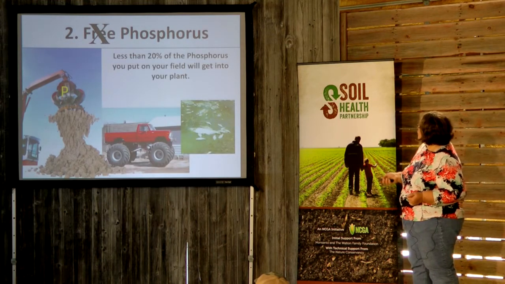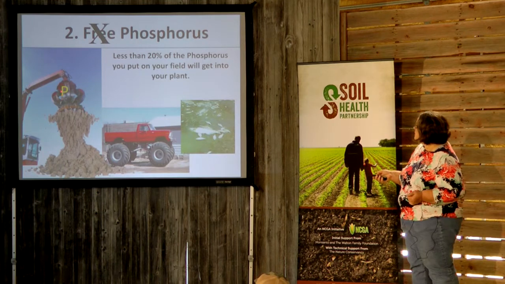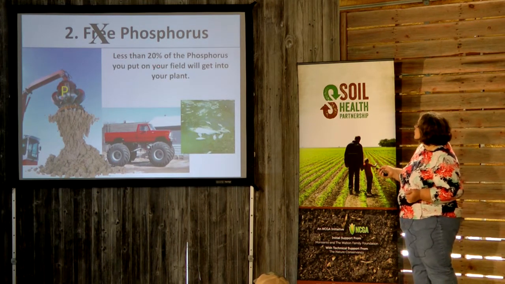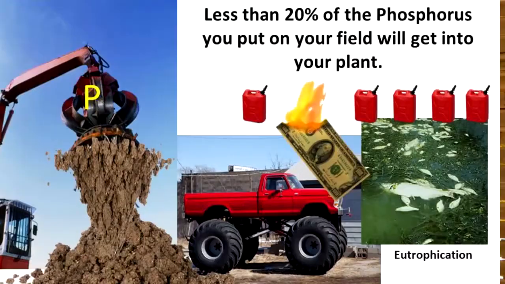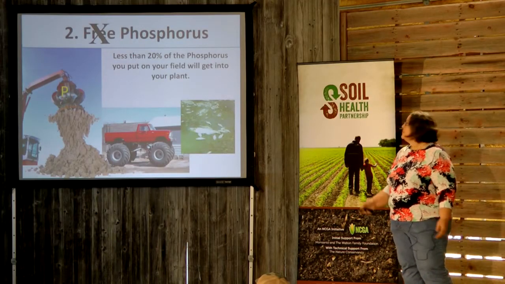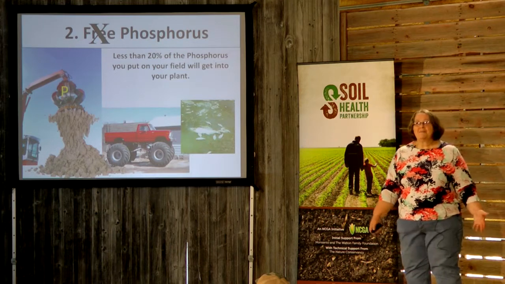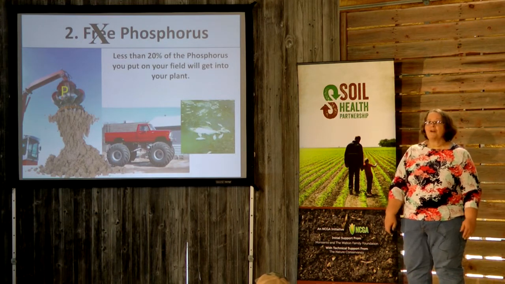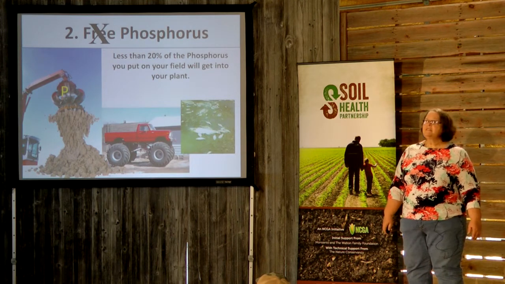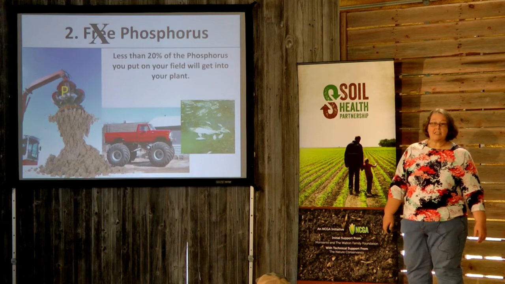So no more free phosphorus, because P is like a magnet. It binds to everything. Less than 20% of the phosphorus that you put in your field actually gets inside your plants. Less than 20%. That's huge. And I once asked a fertilizer salesman, if less than 20% is getting into the plant, why do we keep putting more and more in our field? Where is the other 80% going? And he said, oh, it's there. It'll be released next year.